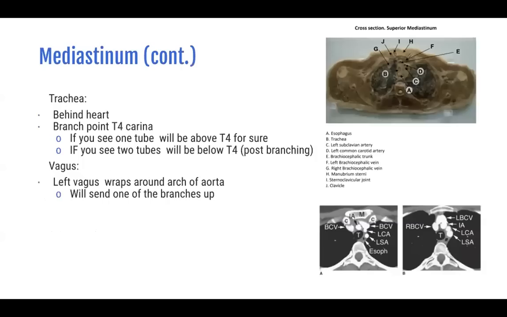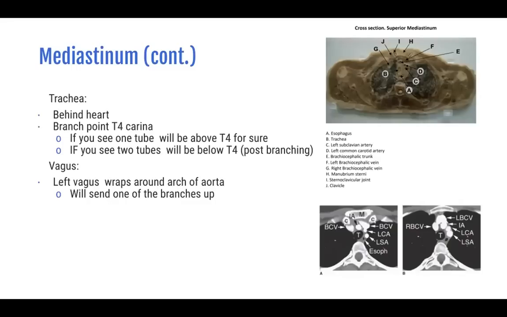So again, the key point about the trachea is that it's always posterior to the heart. And if you see the trachea, this means that you are above T4. Why is this? Because at T4 is when the bifurcation of the trachea begins. So if you see the trachea, that means you're above T4. If you don't see it, now you know you're below T4. Could be T5 or lower.